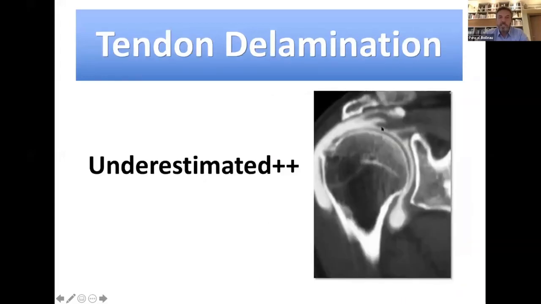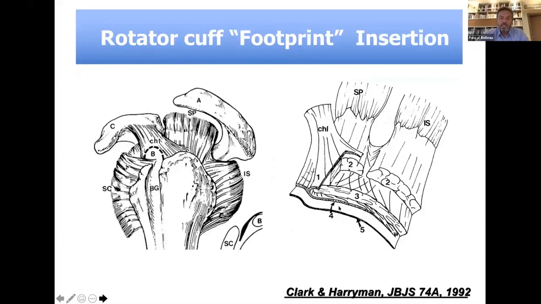As you can see, you have the deep layer here and the superficial layer, which is here. And we should consider this from a histological standpoint. And this is a very old work from Clark and Harriman, where you see that there is a mix between the capsule and the tendon of the rotator cuff. On the insertion, you have both the insertion of the tendon itself and of the capsule.